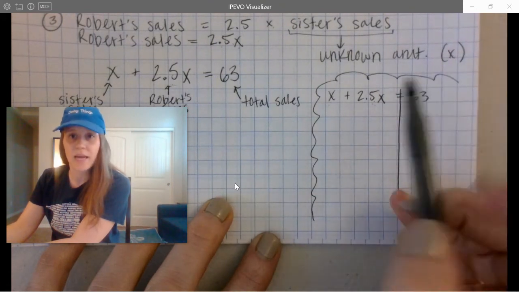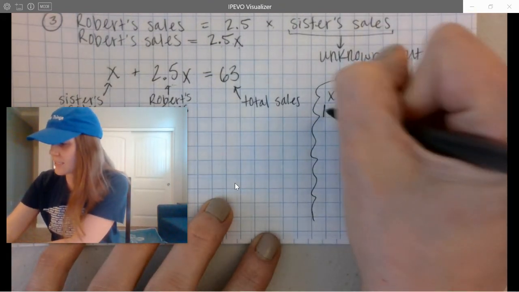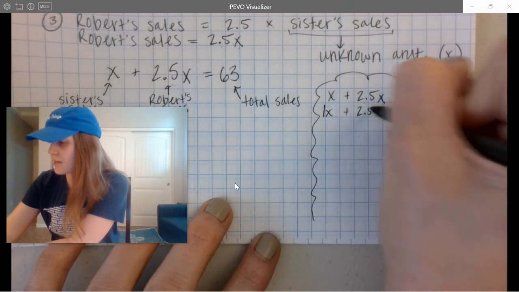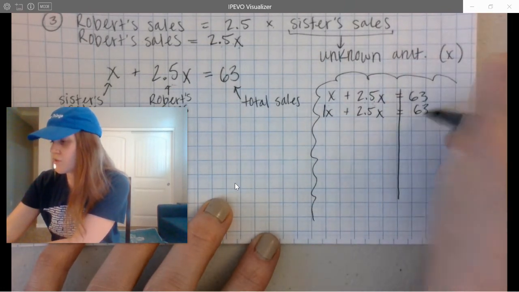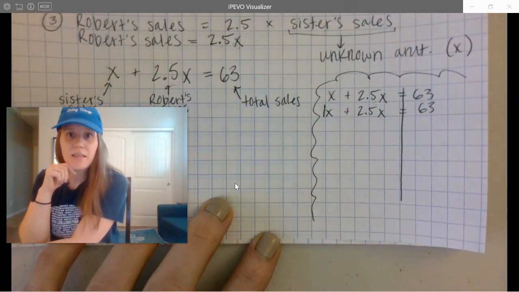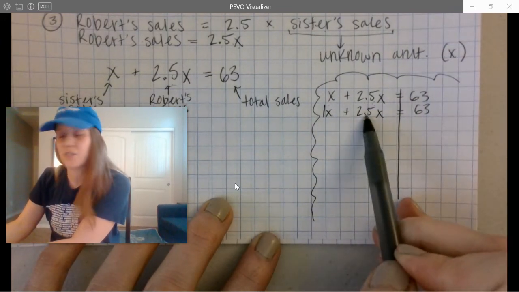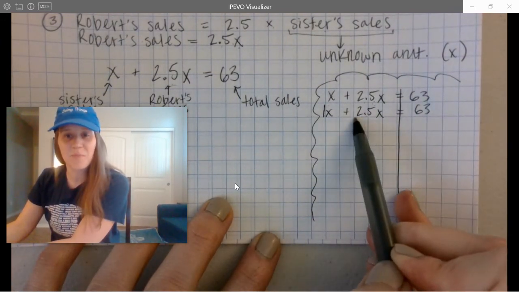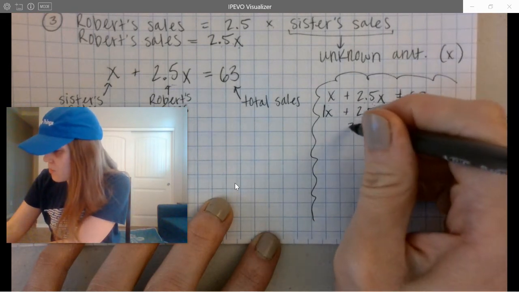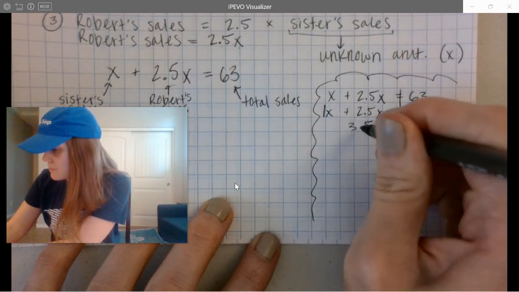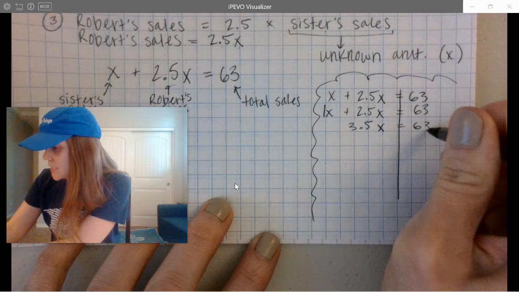Okay, x is the same as 1x, so I'm going to go ahead and write that on my next line of work. There's no subtraction, so I'm not going to change anything to add the opposite. I'm just going to combine now these two like terms. 1x and 2.5x together is 3.5x, and that equals 63.